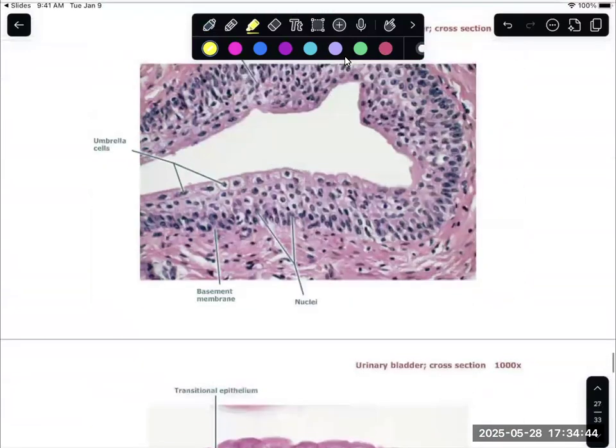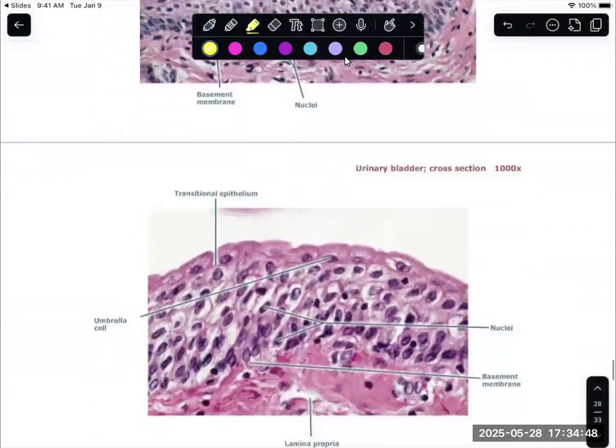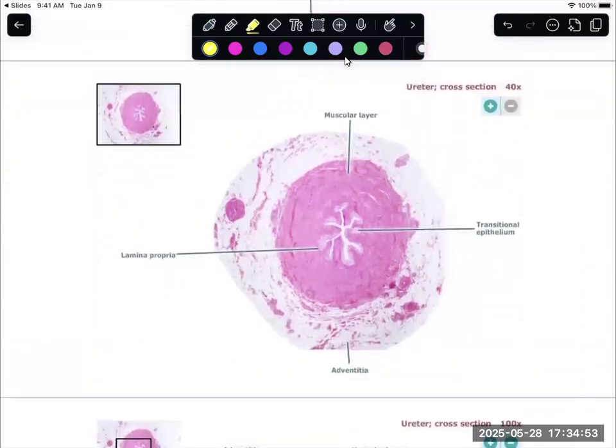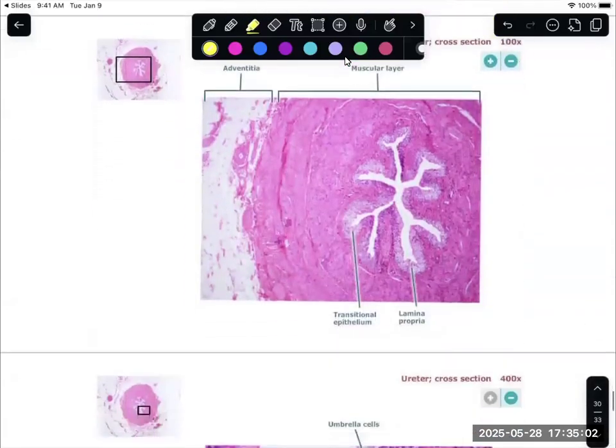You can see that transitional epithelium in that bladder that allows that bladder to stretch. Here's that ureter. You can see that ureter stays mostly closed when there's nothing in it. Again, it's going to have that transitional epithelium again to allow that ureter to stretch.